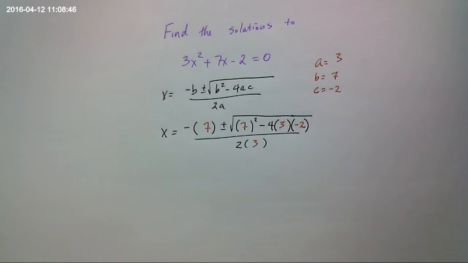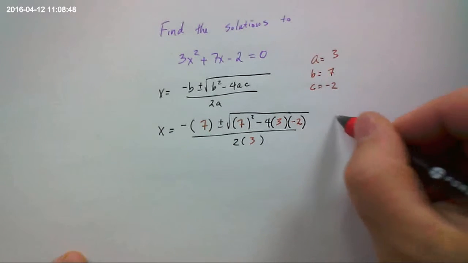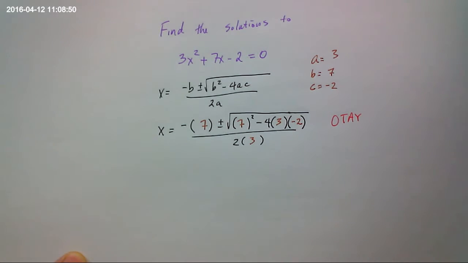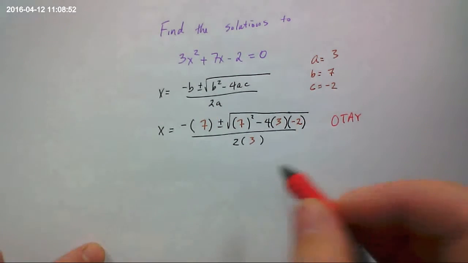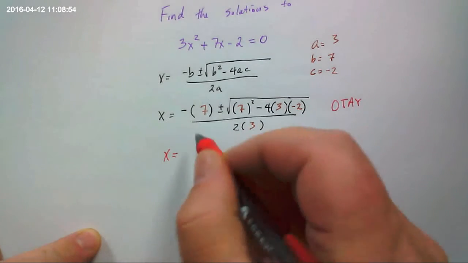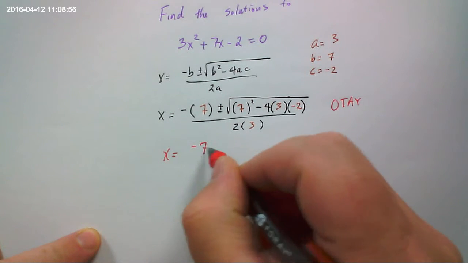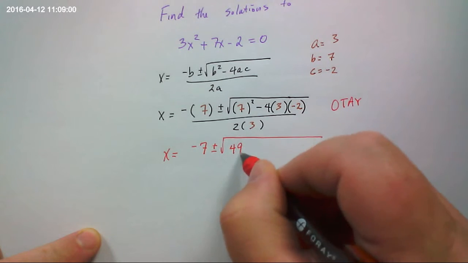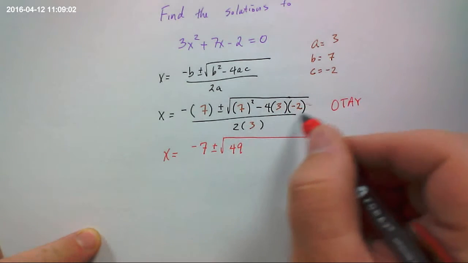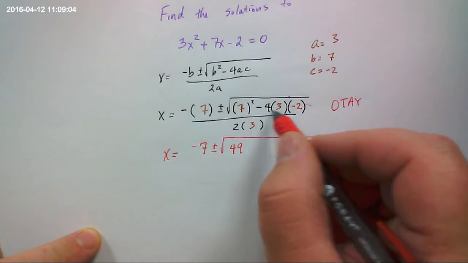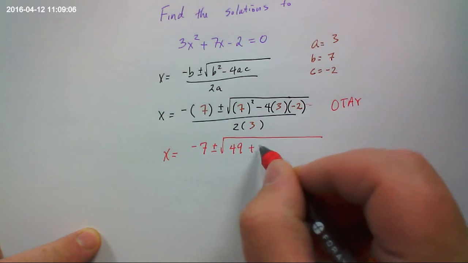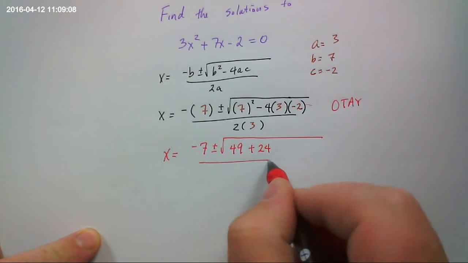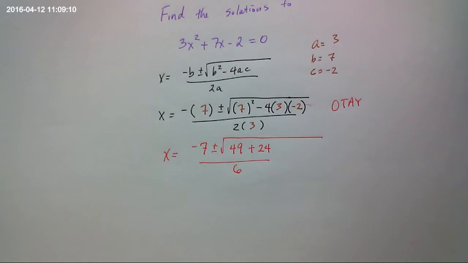Okay. Alright. Now you just simplify it and take your time. Be careful with the order of operations. You square first. Over here, we can multiply all that together. So negative 12 times negative 2 is positive 24 divided by 6. Is that good? Mateo, we're good?